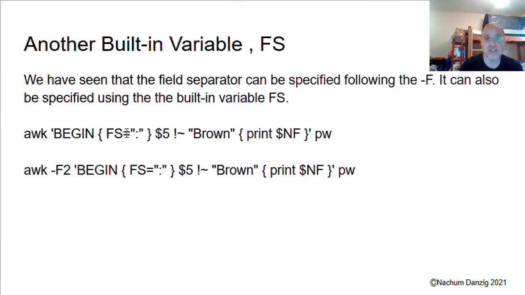But now in my BEGIN, I can say FS equals colon. So now I've defined it as a colon, overwriting the white space, and then I can say if the fifth field does not contain brown, then print the number of fields and the last field in the file. Here I did 2, but then I changed it to colon again. So this is kind of tricky. These two will print out exactly the same thing, because whatever FS was in the beginning, I changed it to a colon.